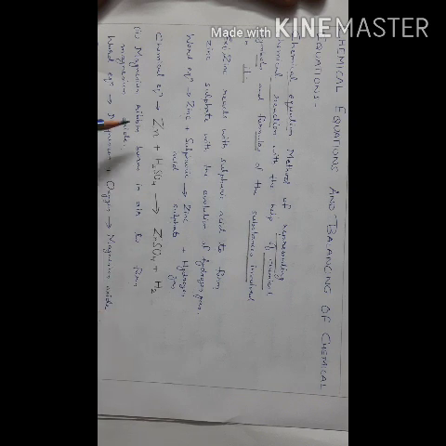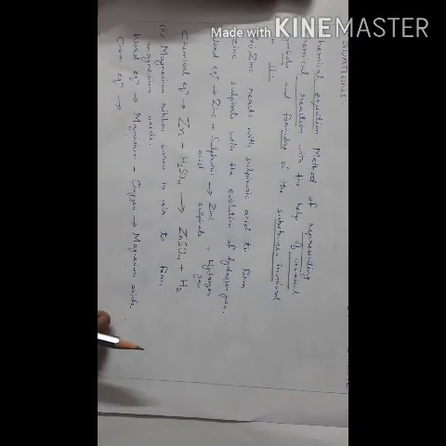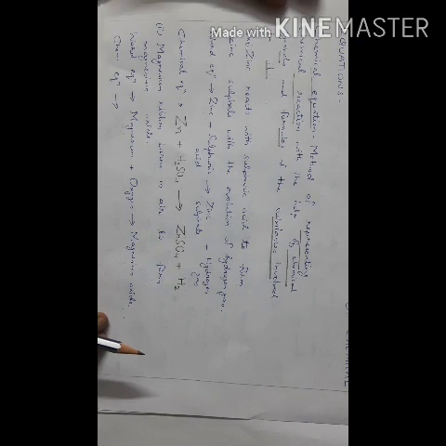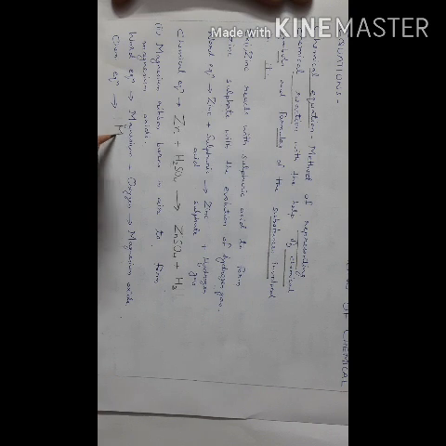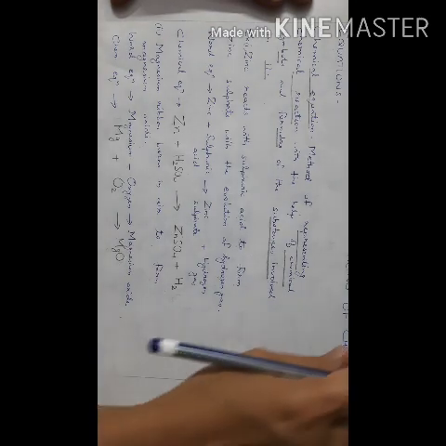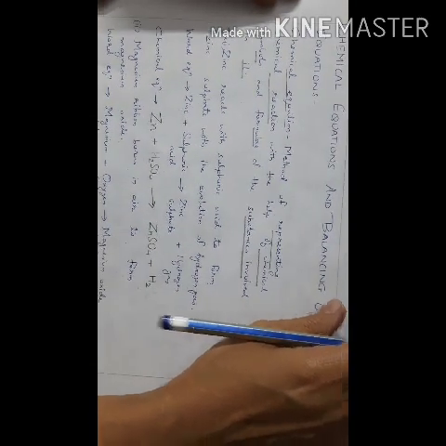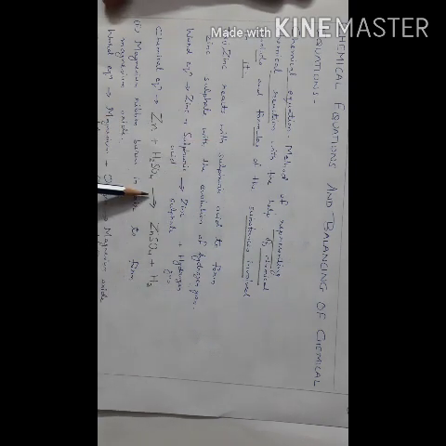Another example: magnesium ribbon burns in air to form magnesium oxide. In the form of a word equation, it will be magnesium plus oxygen gives magnesium oxide. In the form of a chemical equation, the symbol of magnesium is Mg. Oxygen, being a diatomic molecule, is represented as O2, and magnesium oxide is represented with the formula MgO.